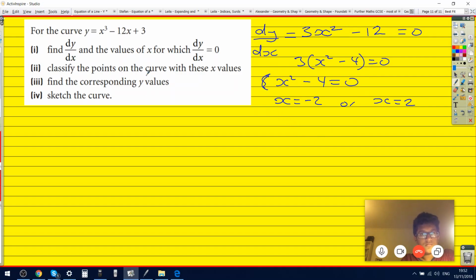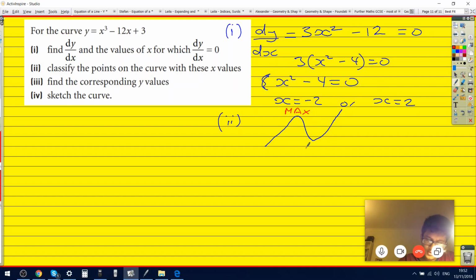What does this mean? Classify the points on the curve with these x values. Classify the point of the curve. Oh, I think it means where on the curve are those x values found? It means which one is the maximum, which one is the local minimum. Oh, because it's a cubic graph, right?